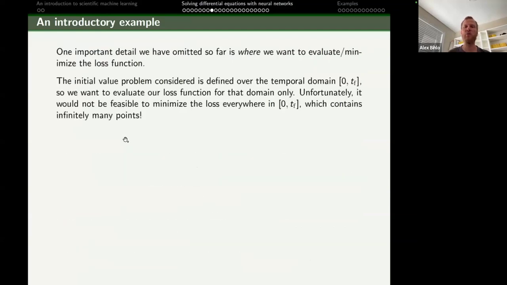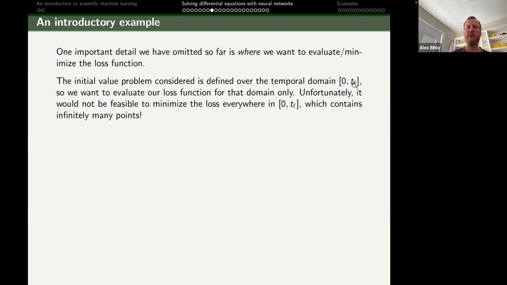So where, in fact, do we want to minimize our loss function, namely the differential equation loss? This is an initial value problem, so we just consider it defined over a temporal domain from 0 to T_F, T final. Now we want to evaluate and compute the solution over this domain only. This is, again, one of the differences of this approach over standard time stepping methods.